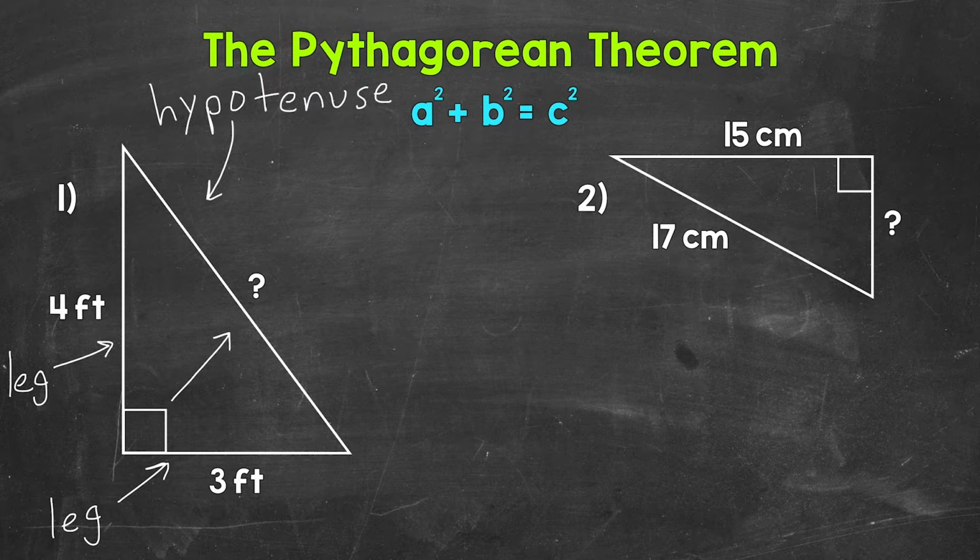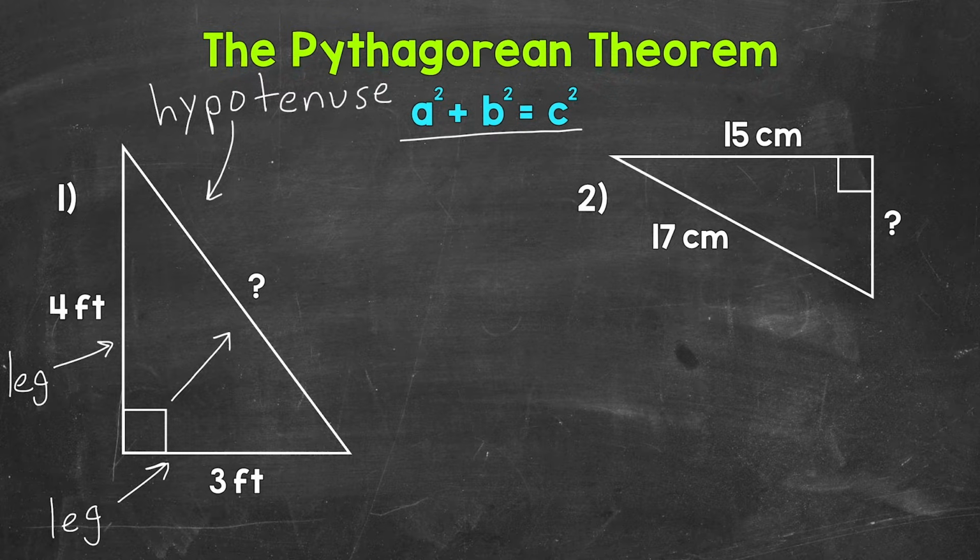The Pythagorean theorem states that the sum of the legs squared will equal the hypotenuse squared. So the lengths of the legs squared, add those together, and that will equal the hypotenuse squared. And that probably sounds confusing worded like that. So let's write it out as an equation. A squared plus b squared equals c squared. So for the Pythagorean theorem, we use that equation. Again, a squared plus b squared equals c squared.